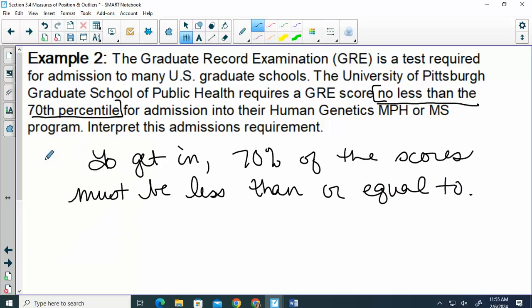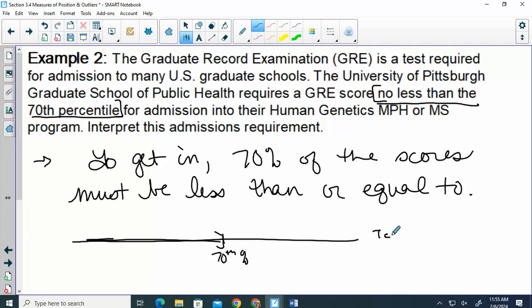Another way to think about it, here's the 70th percentile. What happens? All of these scores get kicked out, so how many people do they end up taking? Yeah, the bottom 70% gets kicked out. Another way I think about it is the top 30%. Get it? Okay, they take the highest 30%.